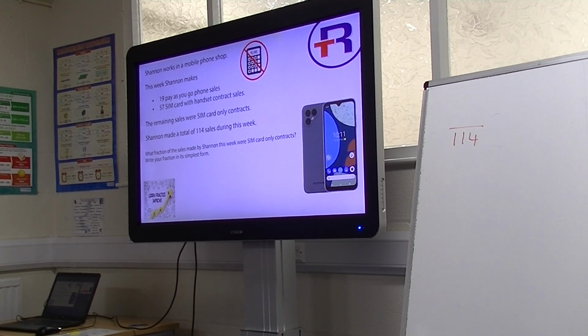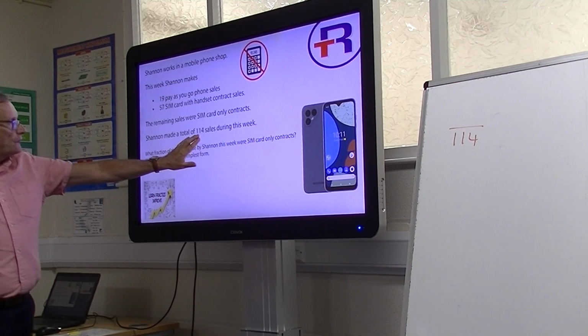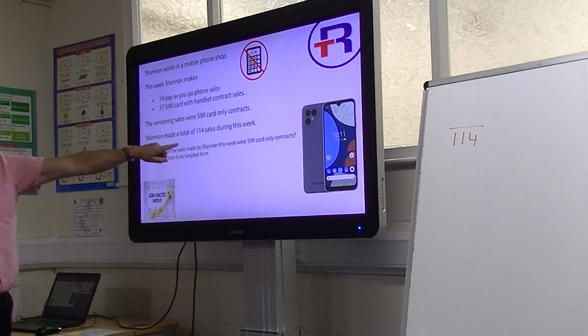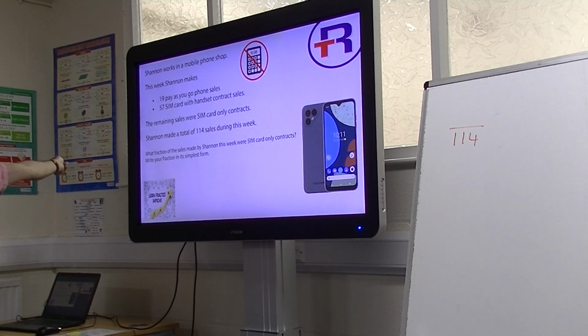So we need to find out how many sales were SIM card only. We've already got our bottom number for the fraction. That's okay, we're halfway there. Next thing is, out of all those sales that she made, of three different types of sales, how many of those were SIM card only? So out of the total sales, take away the 19 that were phone sales, take away the 57 that were handset sales, and whatever you've got left are the SIM card only contract sales.